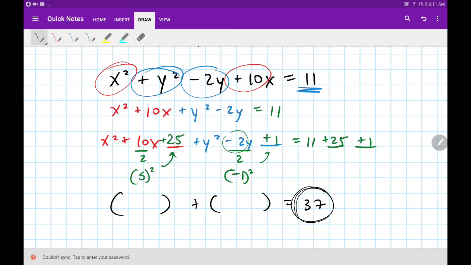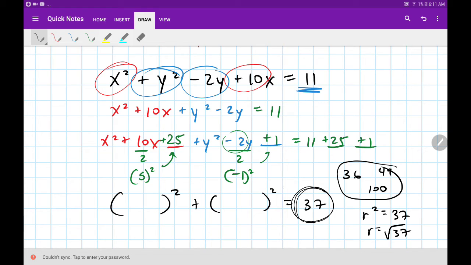Okay, so I already realized I made kind of a mistake creating this problem, because that should have been a nice number like 36 or 49 or 100, something that you could take the square root of for your radius. So this is a really ugly radius, that's fine. Let's see if you did this part right though.